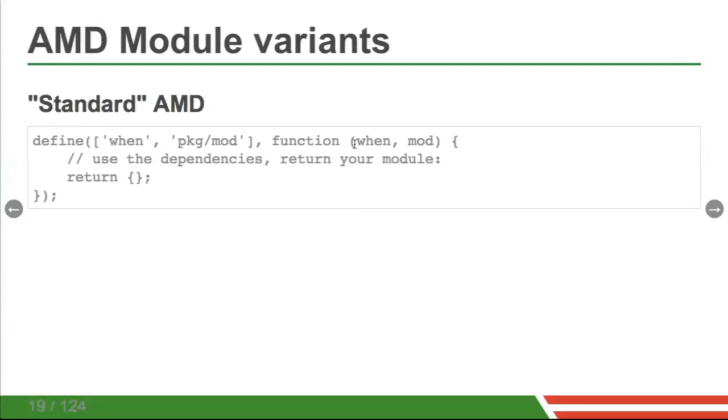So what happens here is that these modules can be fetched either synchronously or asynchronously. It doesn't matter, but all you know is that by the time your factory function executes, they're available to you. And of course, the important part with the standard AMD is that you return something from this factory function, and that becomes the definition of your module.